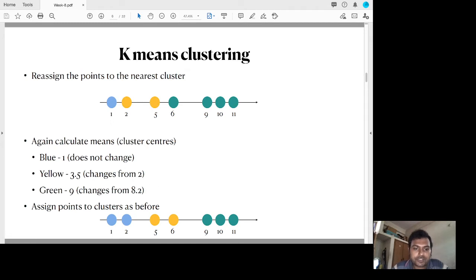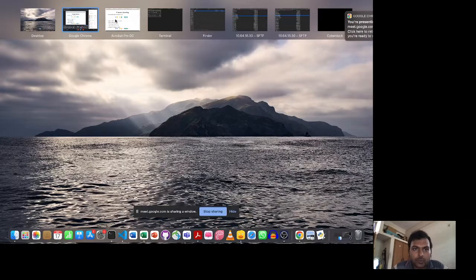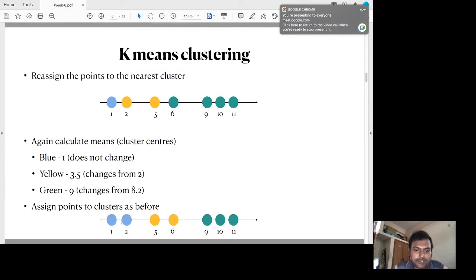Now if you start assigning points, let's consider the first point. The average of blue is anyway 1, so it remains blue. The second point, which has a value of 2, has a distance of 1 from the blue mean and 1.5 from the yellow mean. Correct? Because of that, this second point has now turned blue because it is closer to the blue cluster mean. Similarly, 5 remains as it is because 5 is much farther from 1 than 3.5.